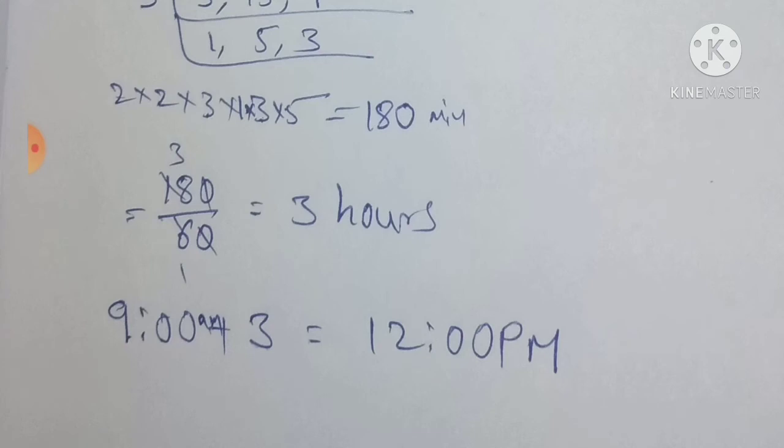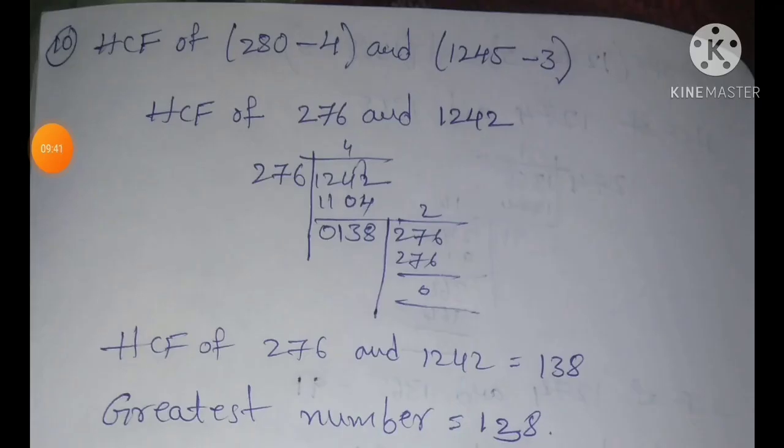So the next question, the greatest number which divides 280 and 1245 and leaves the remainder 4 and 3 respectively. Here also the same thing like we discussed for the 7th question. HCF of 280 minus 4, because in this case it leaves the remainder as 4, and 1245 minus 3, in this case it leaves the remainder as 3. So HCF of 276 and 1242 we need to find.